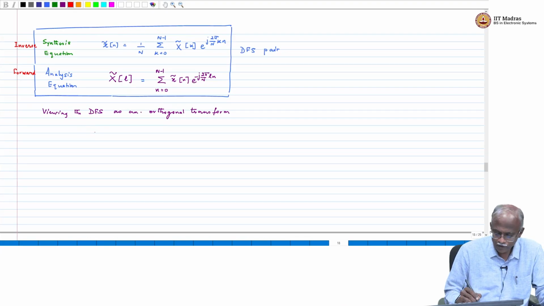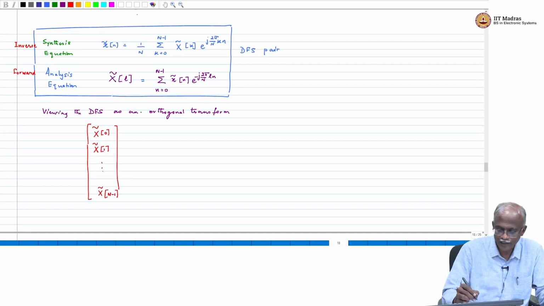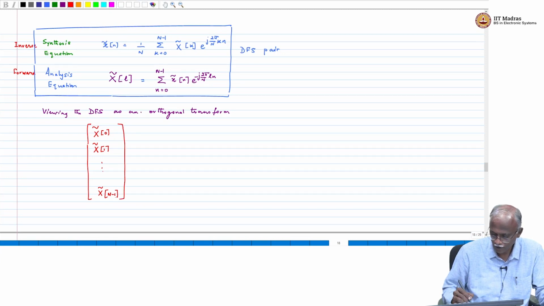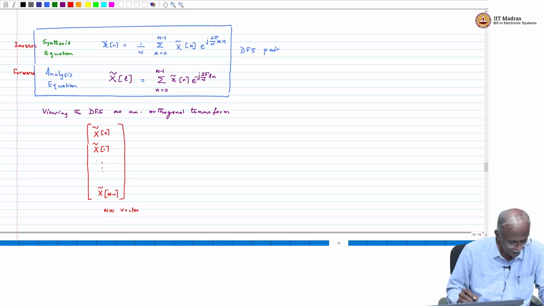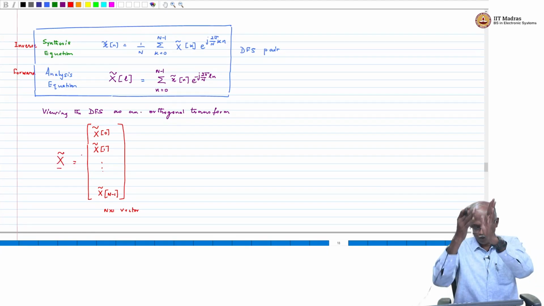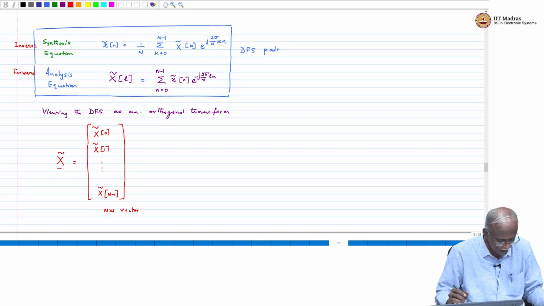We're going to call the Fourier series coefficients x tilde of 0, x tilde of 1, all the way to x tilde of n minus 1. These are the Fourier series coefficients. You capture them in the form of an n cross 1 vector, n rows, 1 column. We will denote it as uppercase x tilde. That is the vector of all the Fourier series coefficients.